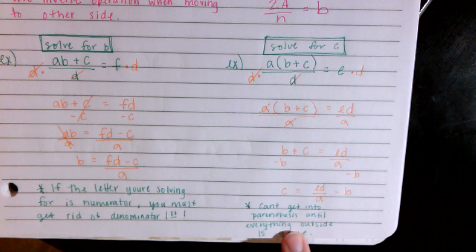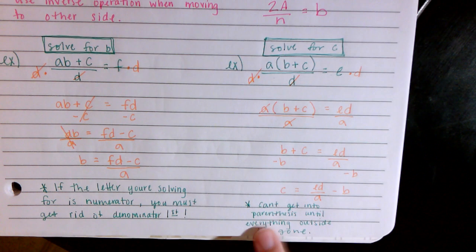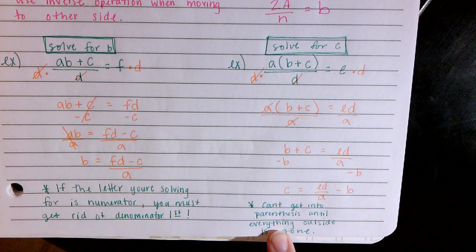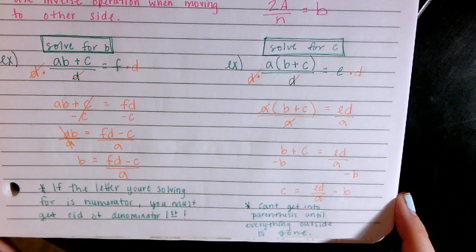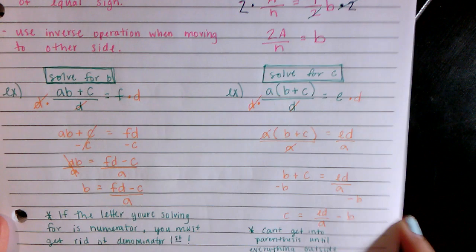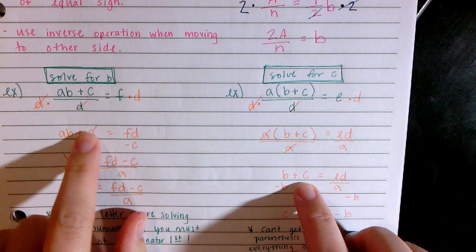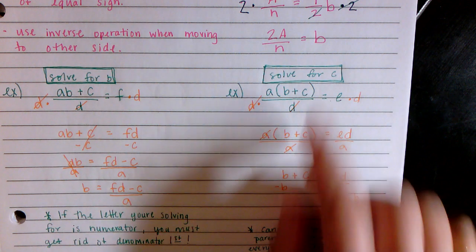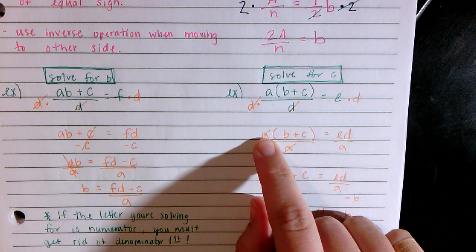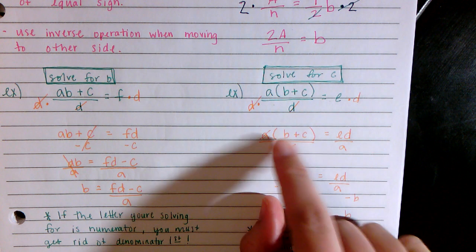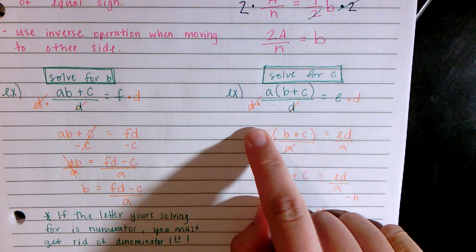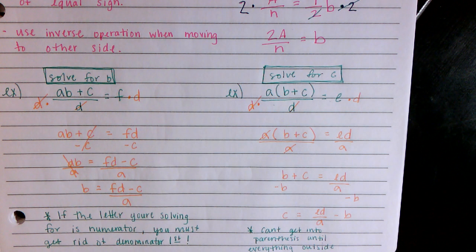And again, the note that I put down here is that you can't get into parentheses until everything outside of it is gone. So once you get it down to a simpler form, you try to add or subtract things first, and then you would multiply. But in this case, the multiplication was trapping multiple terms inside. So we had to get rid of that first. So there are a few exceptions to the rule of doing PEMDAS backwards.